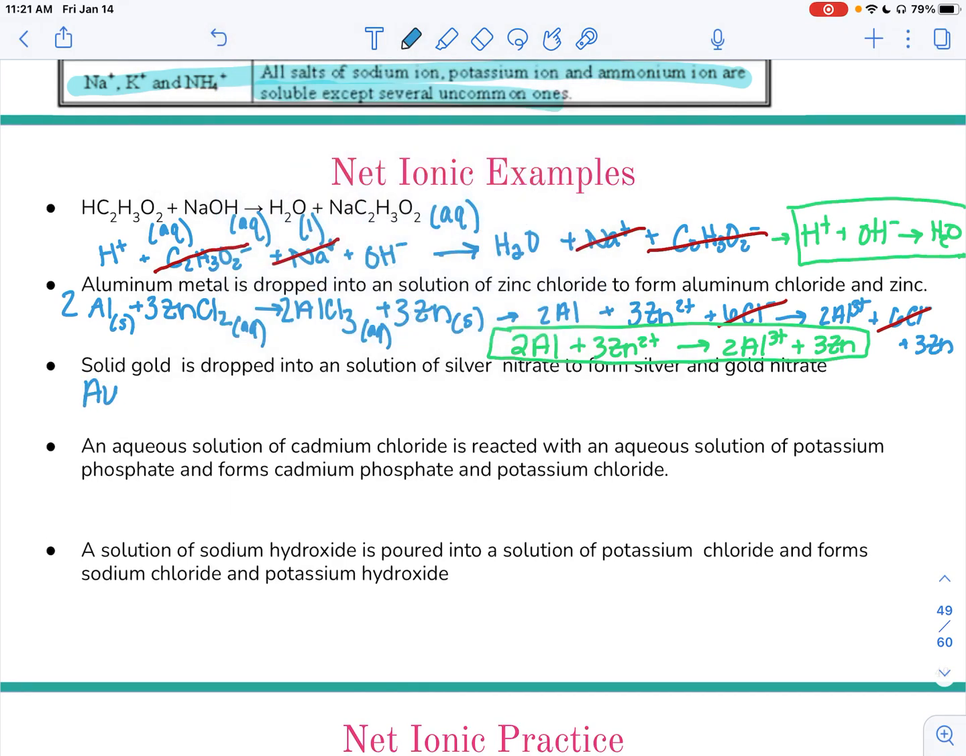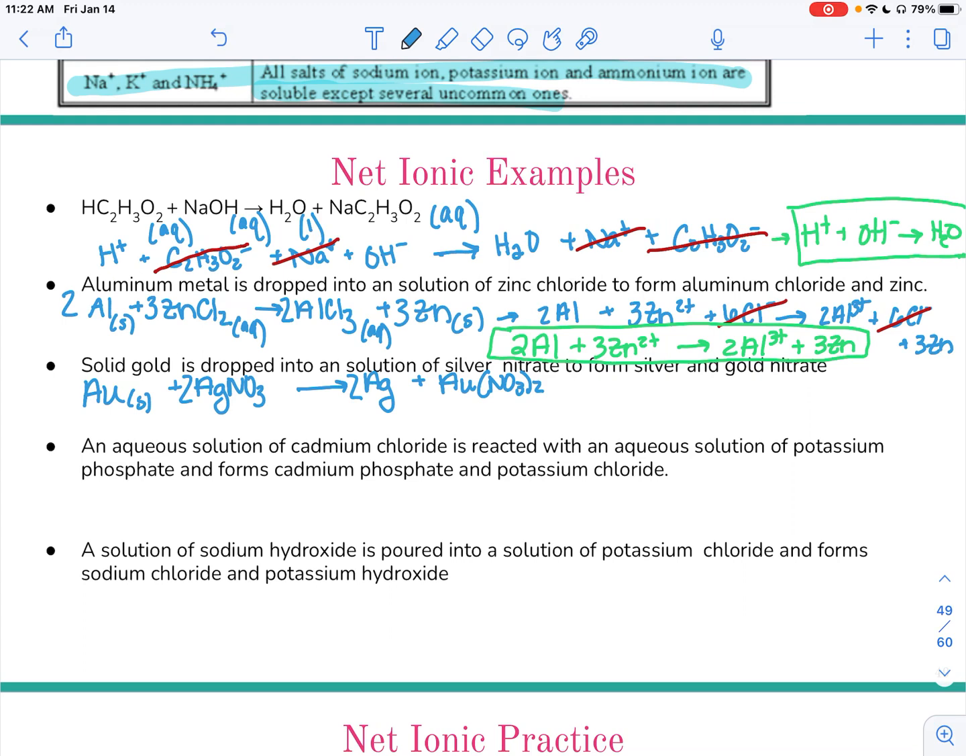Solid gold, Au, and it says solid, so we'll just put that there, is dropped into silver nitrate to form silver and gold nitrate. Now gold always has a charge of 2, so it will look like that. Silver always has a charge of 1. So now I'm going to go ahead and balance this, put a 2 here and a 2 here.